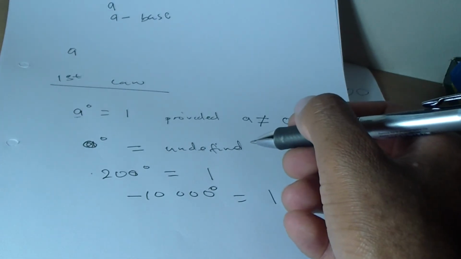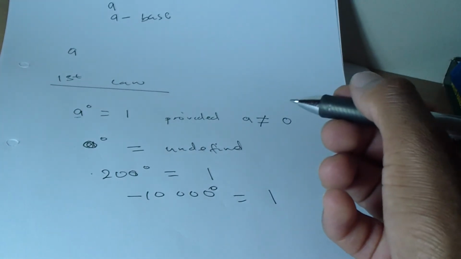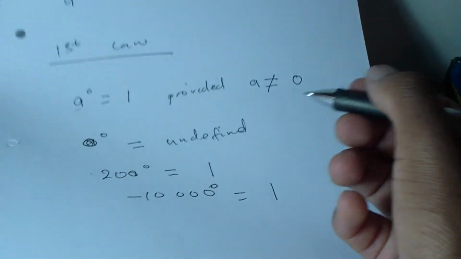When I have minus 10,000 to the power 0, it's still going to give me a 1. So it doesn't matter how big or how small the number is, as long as it's raised to the power 0, it's going to give us 1. So that is the very first rule, which is very simple. Now let's look at the second rule.